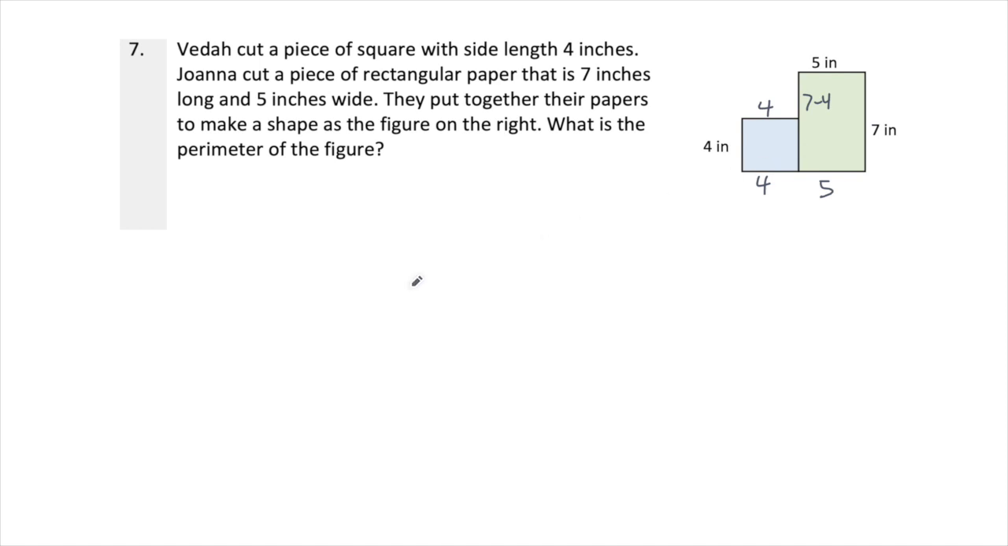To find the perimeter of this figure, we can simply add up all of its sides. So that would be 4 plus 4 plus 7 minus 4 plus 5 plus 7 plus 4 plus 5. And that would give us 32. So the answer to this problem is 32 inches.